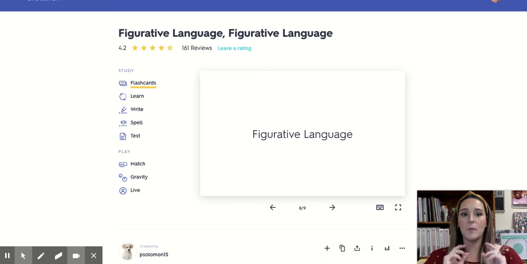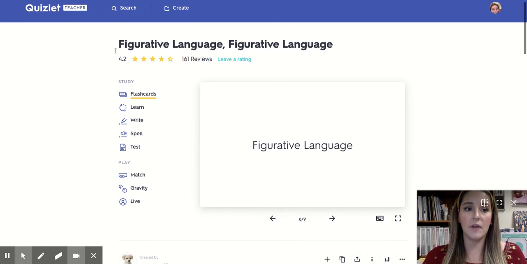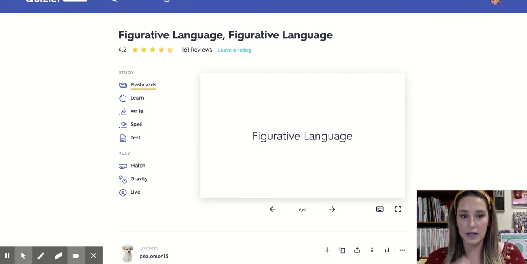Now, whenever I get back, I'm going to show you how to access this. It's called Quizlet. It's an app that we'll use quite frequently, okay? I'm on the teacher version. I'm going to show you how to log into the student version whenever I get back on Thursday.